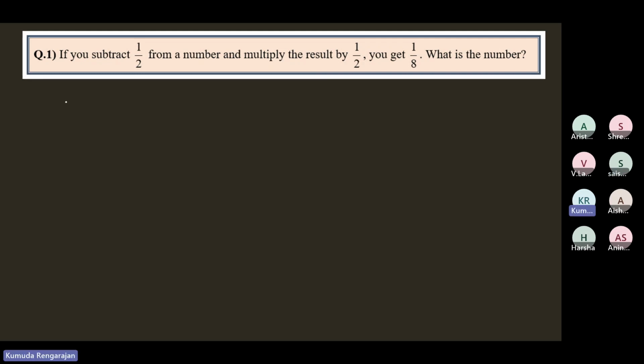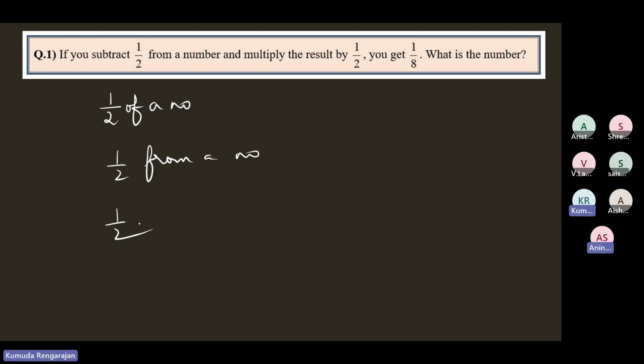Yes, ma'am. So, if you subtract half from a number, see here: half of a number is different from half from a number. Half from a number is only half. Ma'am, whatever comes after "from" is supposed to be written first in the equation, so the number has to be written first. Yeah, that's right. But I'm trying to clarify something else. I'm trying to give the difference between half of a number and half from a number.